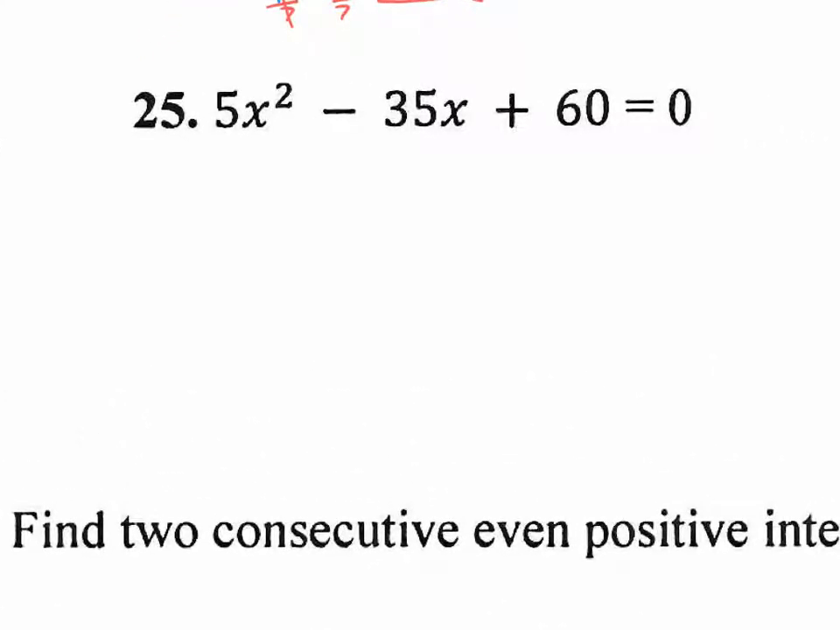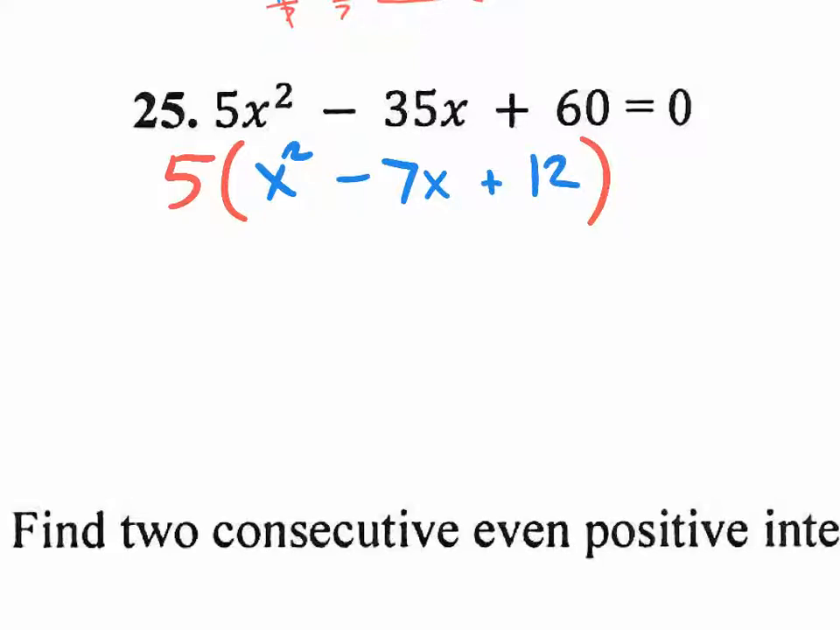What's the first thing we should try to do? GCF. So what do I pull out? 5. So I'm going to put parentheses around the whole thing. I'm pulling out the multiple of 5 because they're all divisible by 5. What would I have left over on the inside? x squared minus 7x, and then plus 12. I hope everybody sees that, right? And of course, this is still equal to 0.